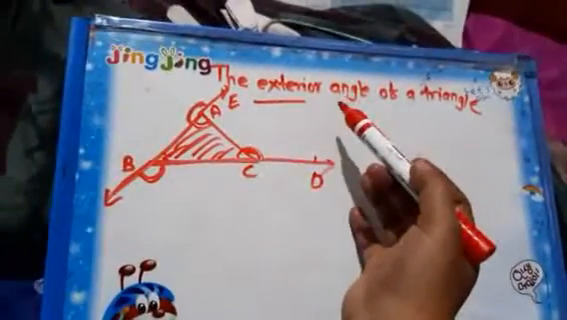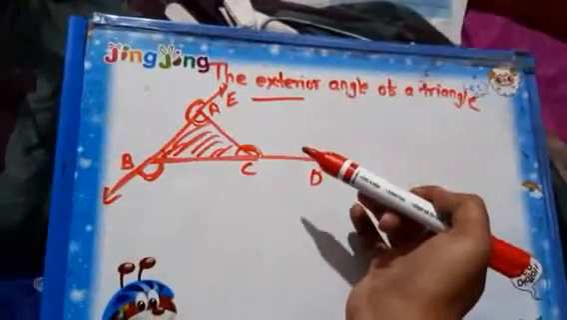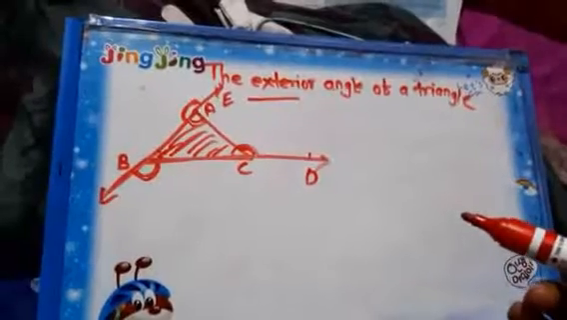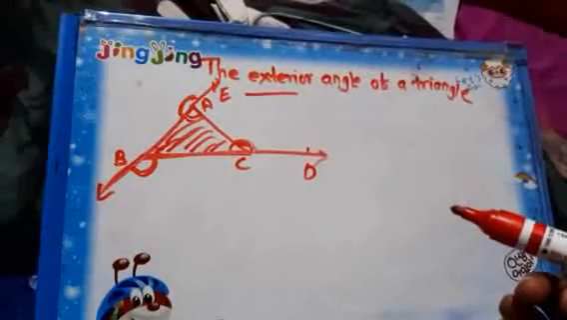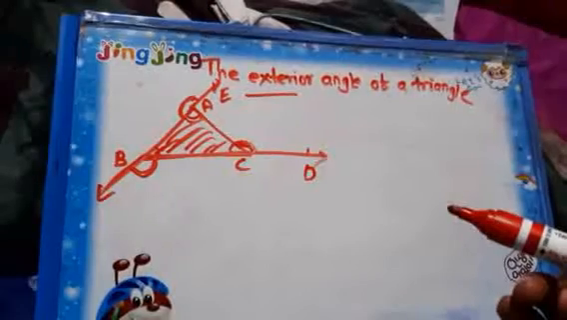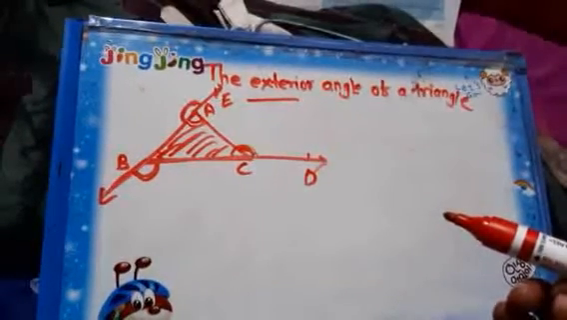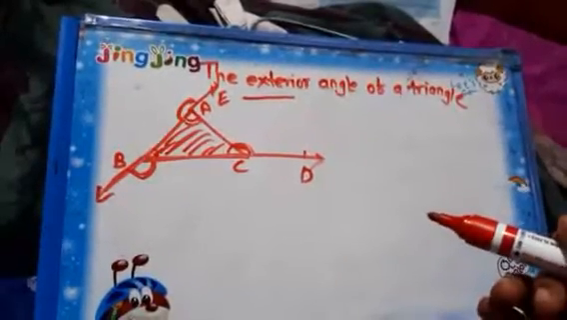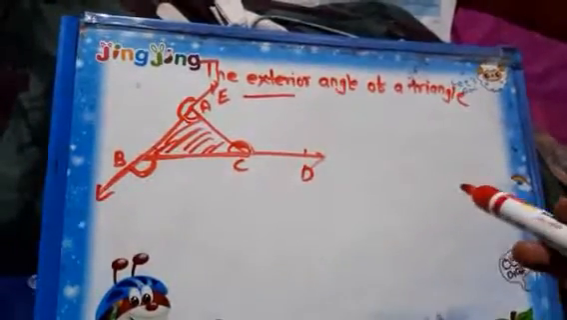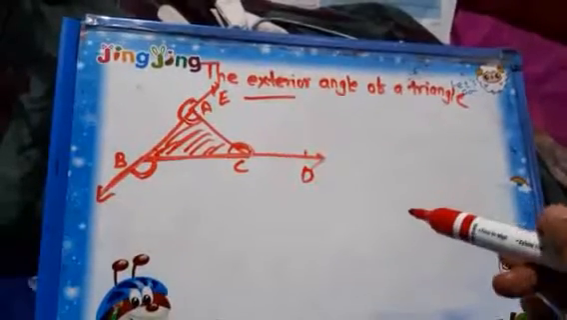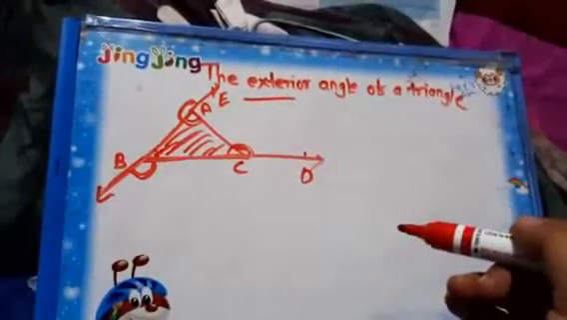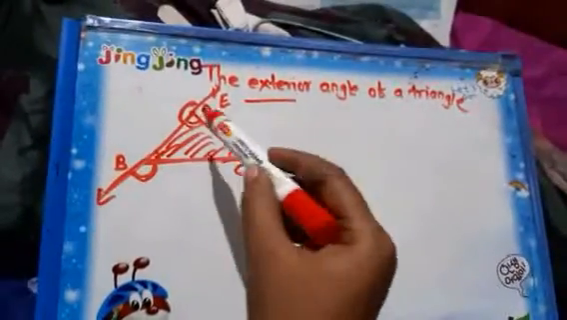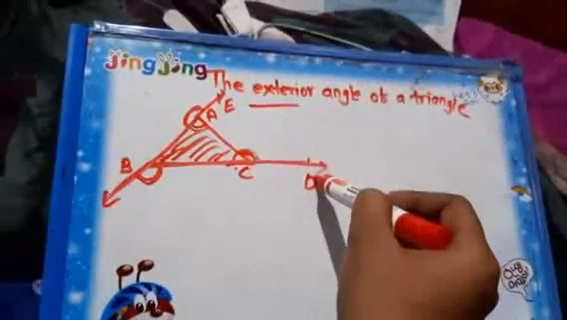So exterior angles are present outside the triangle when one side of a triangle is extended, and they can be defined as: on extending one side of a triangle, the angle obtained which forms a linear pair with the adjacent interior angle of the triangle is called exterior angle of that triangle. So on extending one side, we are getting an exterior angle. How it is forming a linear pair with the adjacent interior angle, we will see. For example, consider this one. ACD is the exterior angle of the triangle.